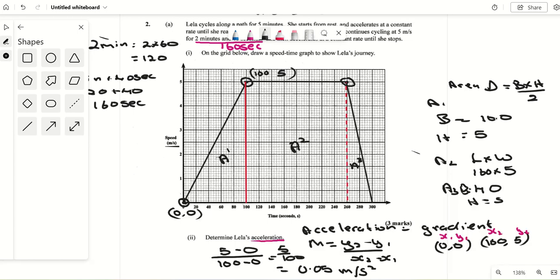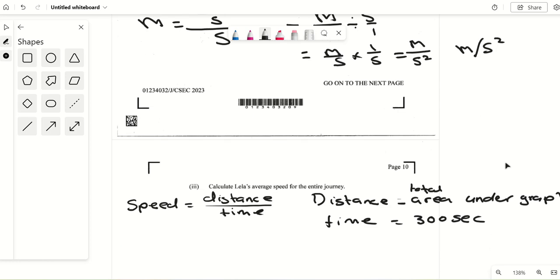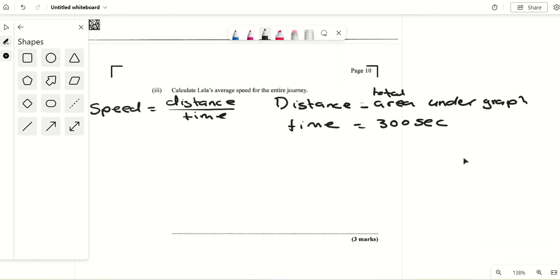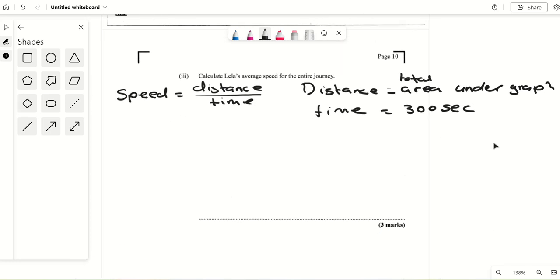So now that we know all of this, we can find the total area under the graph. We're going to find area of A1, which was our first triangle, base by height over 2, where our base was 100, multiplied by 5, which was our height, all divided by 2. This is equal to 250. So the area of A1 is 250.